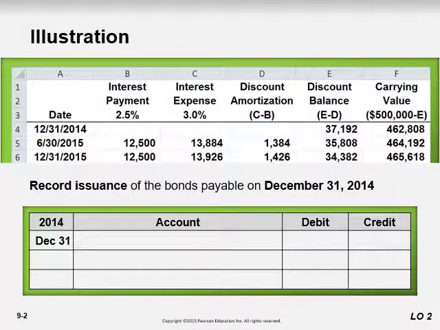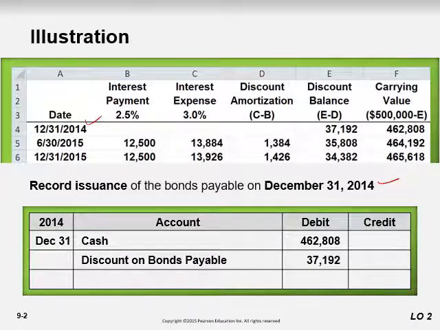So what would be the entries for December 2014? For December 2014, the entry would be when you issued the bond. You receive cash, and then discount, and then bonds payable, right? So cash, discount to bonds payable.